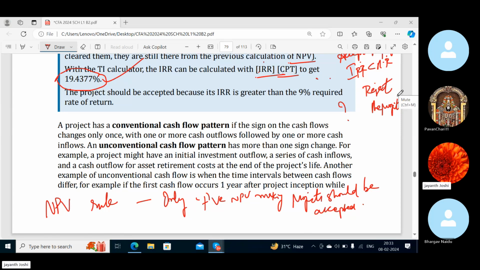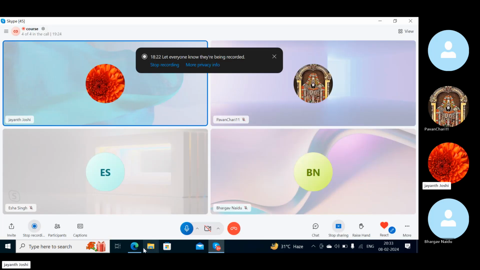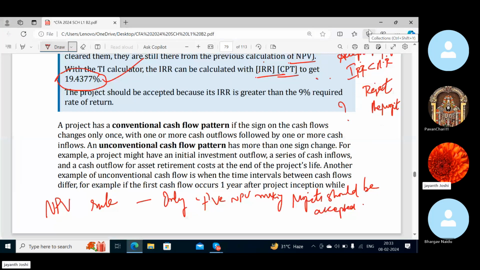Now the next question. The problem with IRR is that you cannot really trust the IRR because it is not a superior method. So why is it not a superior method? There is a reason for that. The reason is when a particular project has an unconventional cash flow pattern, there can be a chance of multiple IRRs.